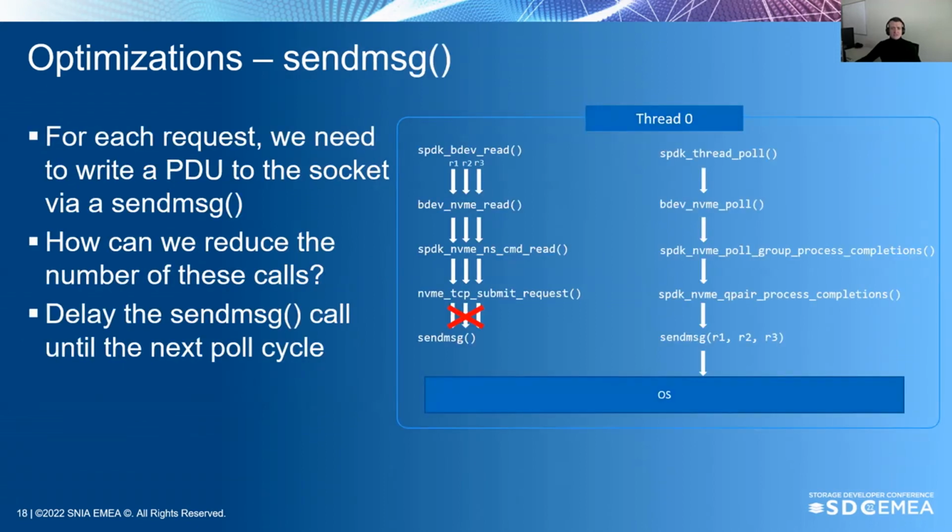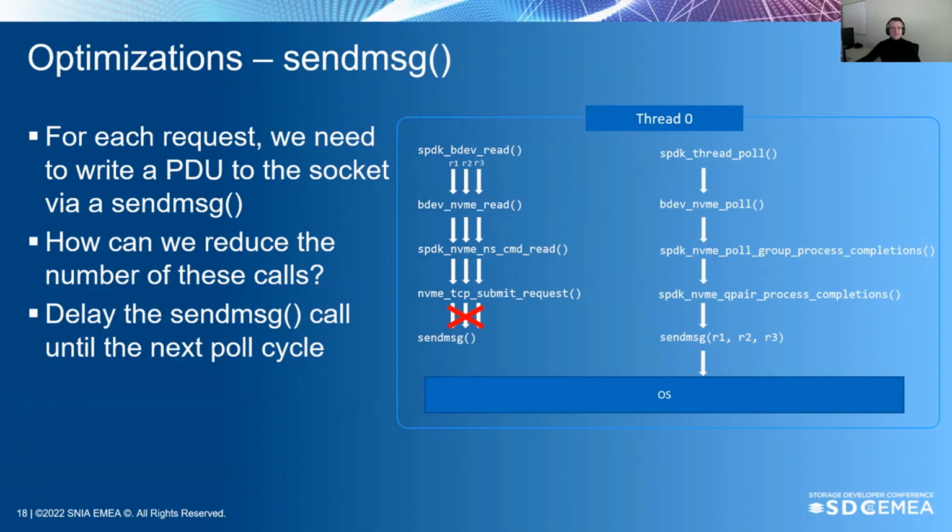Let's start with sendmsg. Each time a user submits a request, we need to write out a PDU to the socket. The most straightforward way to do it would be to do it during submission. But that results in a sendmsg call for each request. So what can we do about it? Again, we can delay it until the next poll cycle.